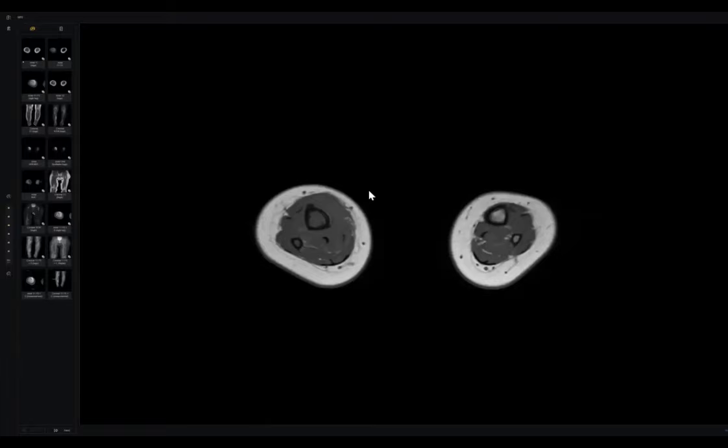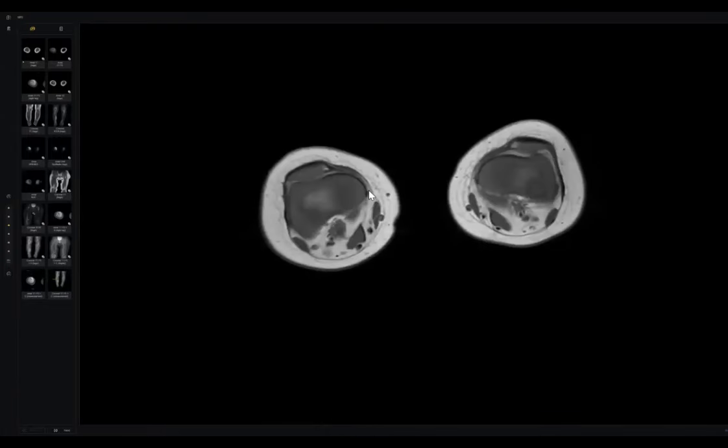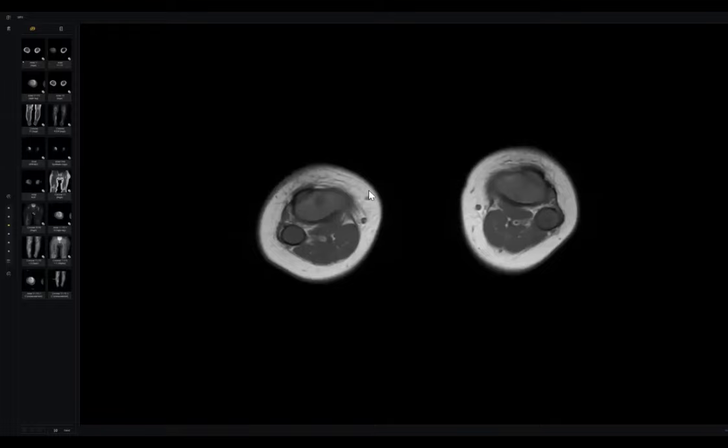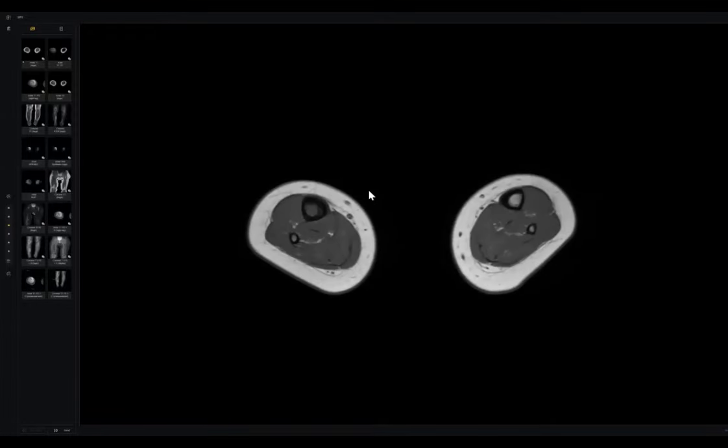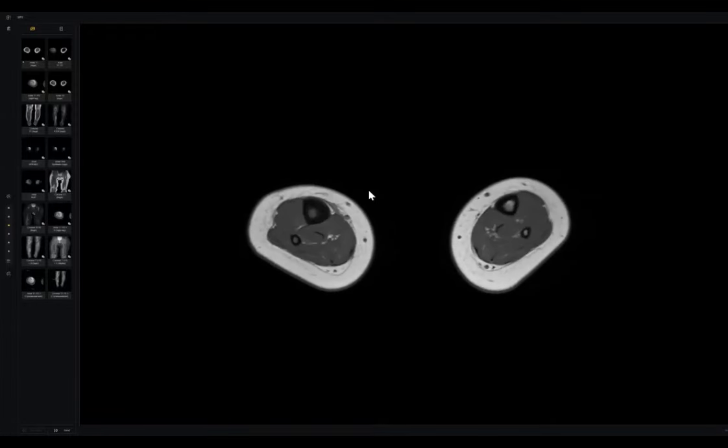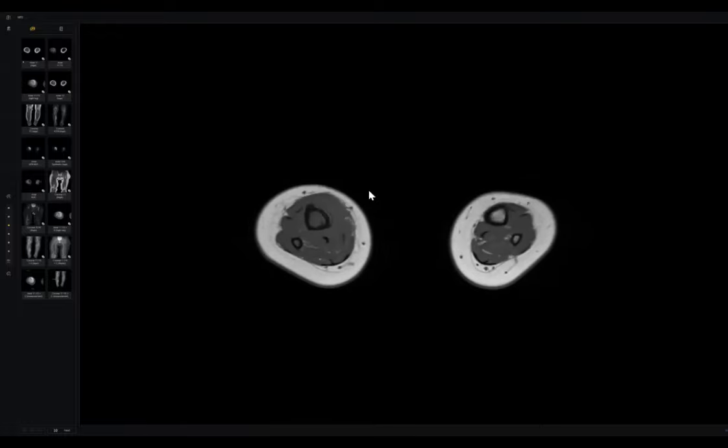This is MRI. What is the name of this sequence? This is a T1 weighted image. There is altered signal in the marrow of the tibia with periosteal reaction, lamellar periosteal reaction, with some cortical erosion in the anterior part.